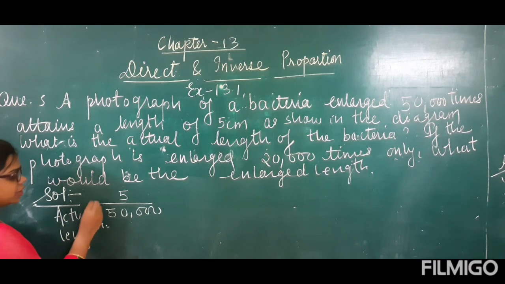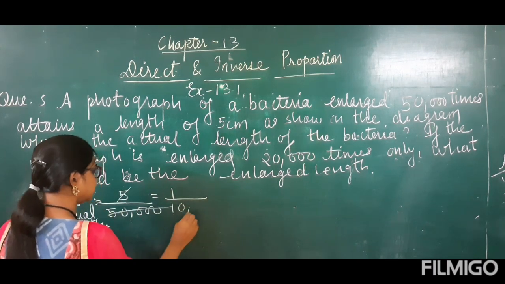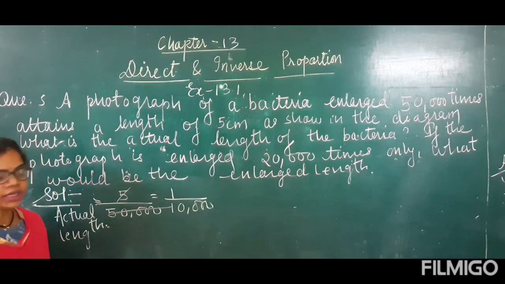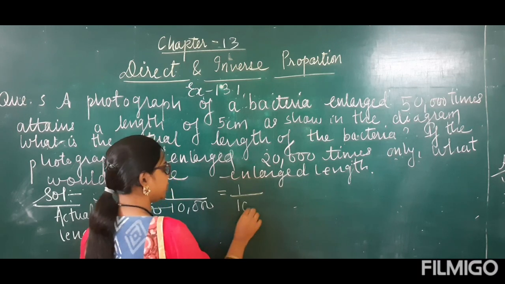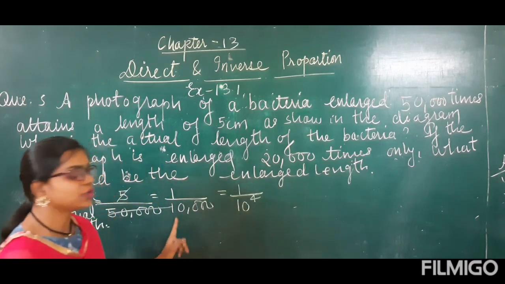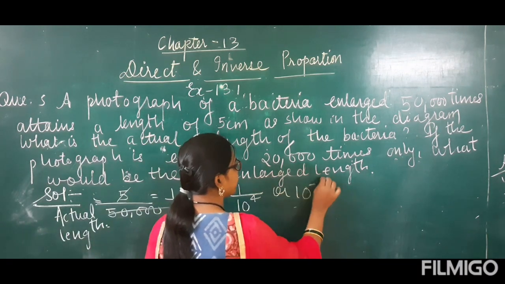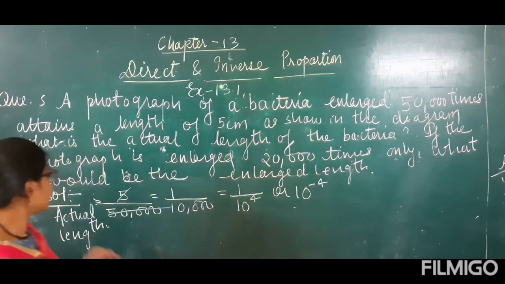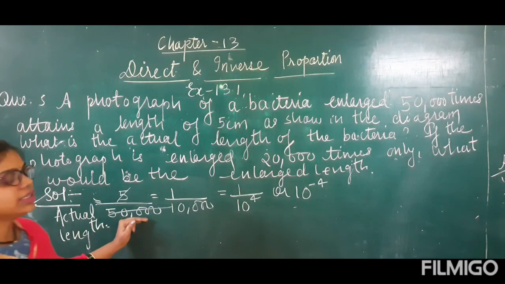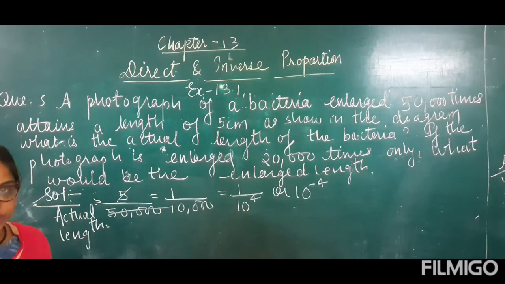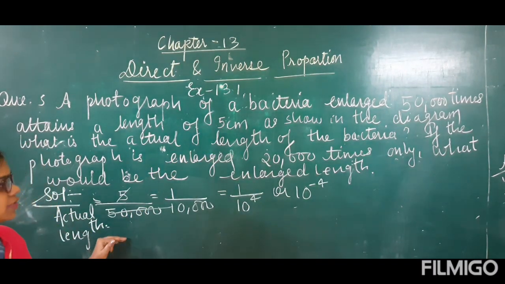So from here you will get 5 ones are 10,000. So you can write this as 1 by 10 to the power 4, because here there are 4 zeros. Or you can write this as 10 to the power minus 4. So this is the actual length of the bacteria. When you enlarge it 50,000 times, you are getting a length of 5 centimeters. First we have to find the actual length.